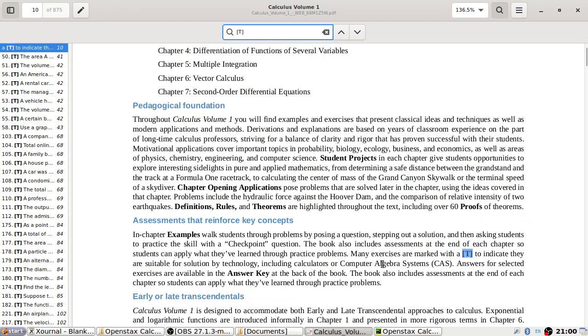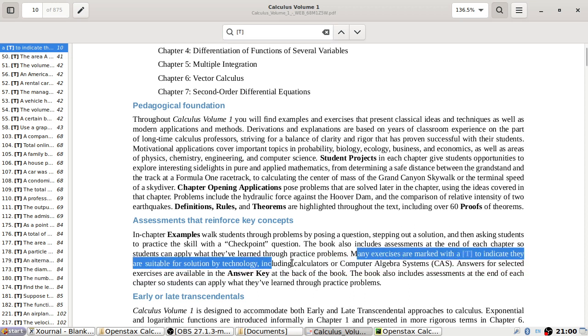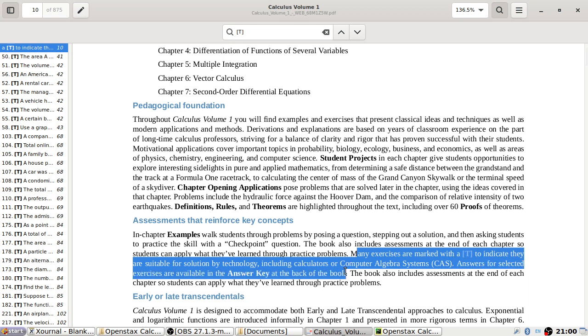So it says here, I thought these would only be suitable for graphing calculators, but they said many exercises are marked with T to indicate they're suitable for solution by technology, including calculators or computer algebra systems. Answers for selected exercises are available in the answer key at the back of the book. Now, there's many computer algebra systems like Mathematica, MATLAB, Maple, Derive 6, GeoGebra, there's a lot of them.